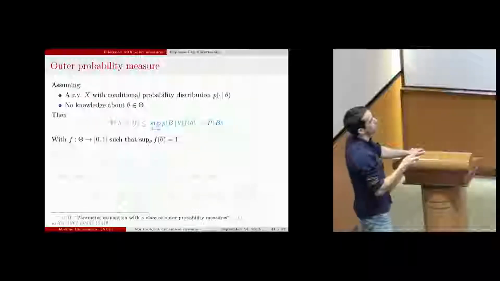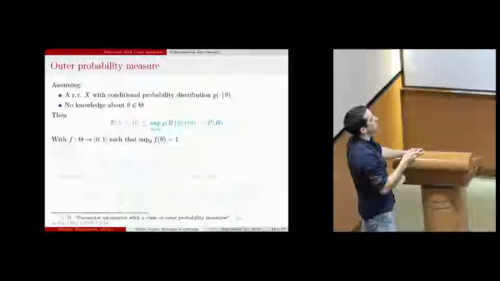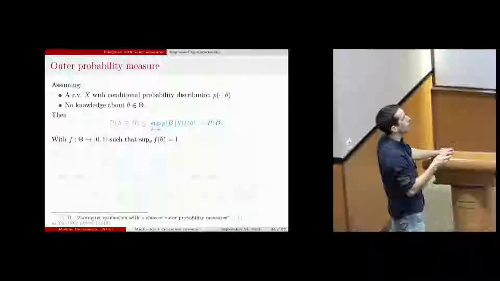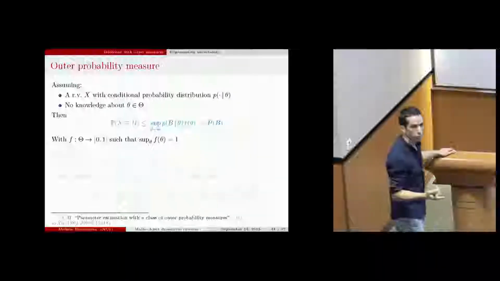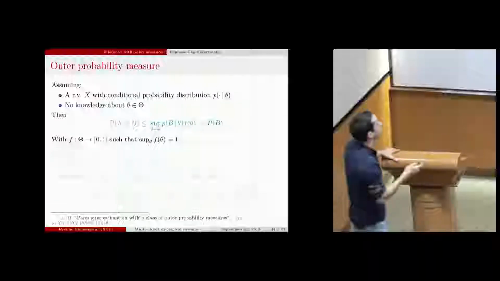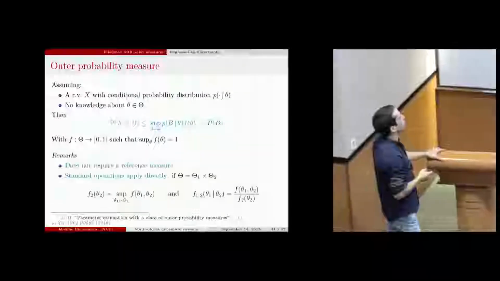And I say, well, that's how I define, let's say, this outer probability measure. And I can verify this gives 0 to the empty set, 1 to the total space, and it's subadditive. So it works. That's an outer probability measure.